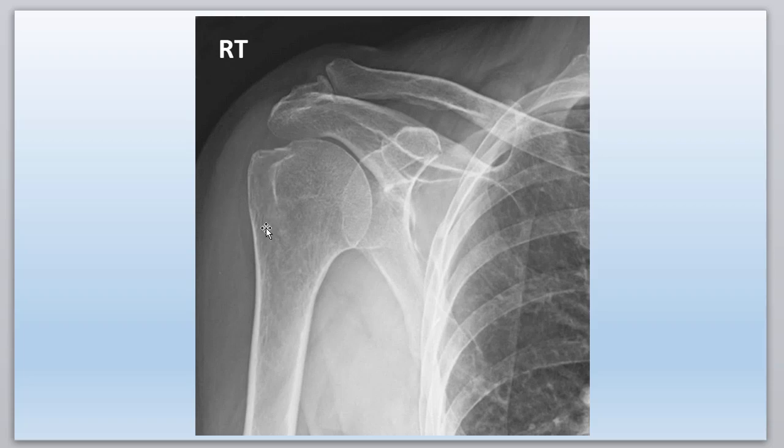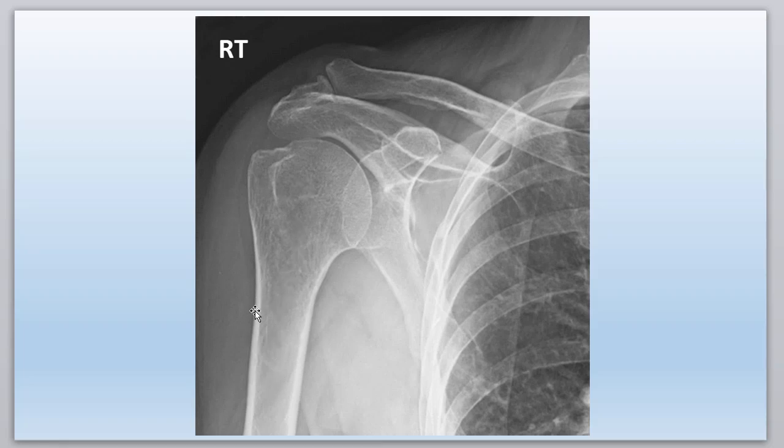intertubercular sulcus, or you can call it the bicipital groove. Remember the bicipital tendon, long head biceps tendon runs through here. It's covered by what? Ligament? Transverse humeral ligament. Okay, that's about all you can see.